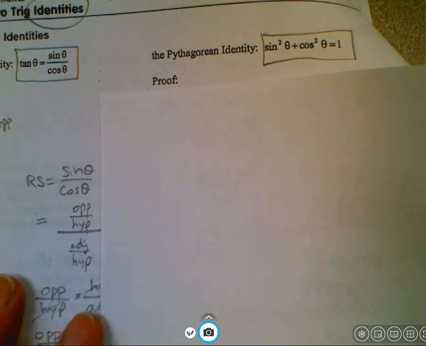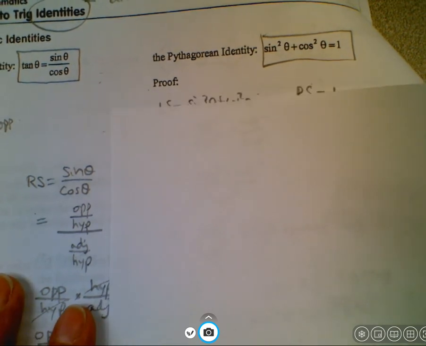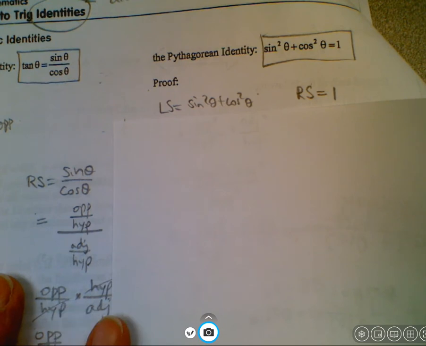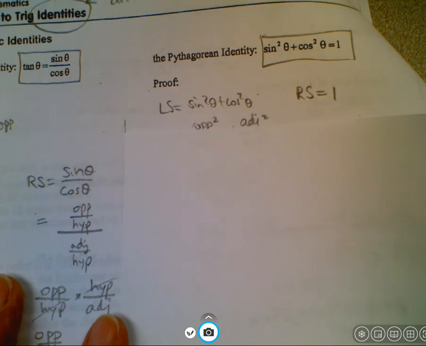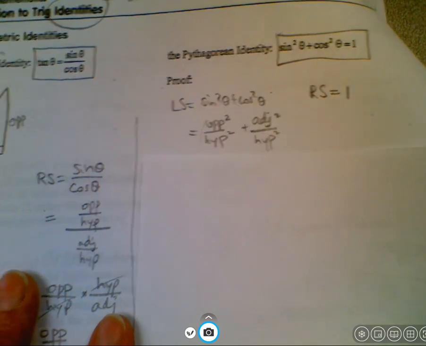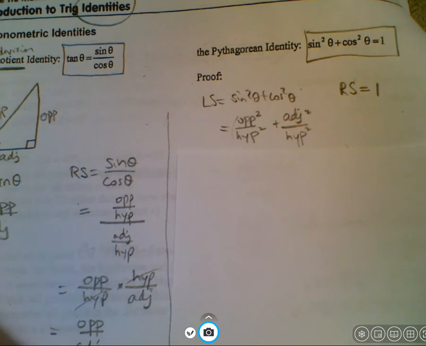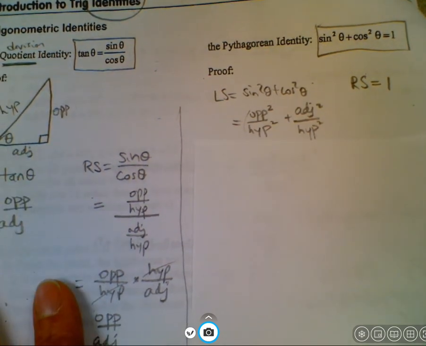Okay, so here we are. I'm going to show you the proof to the Pythagorean identity. So here I'm writing my left side and my right side separately. I cannot write them with an equal sign because we don't know that it's true. And then I'm going to fill in what I have from this triangle that I drew for the first one.